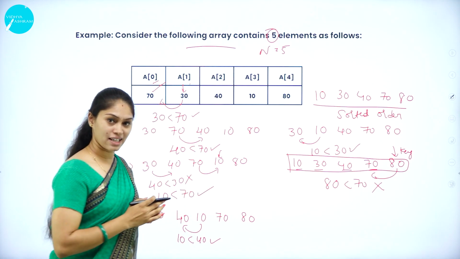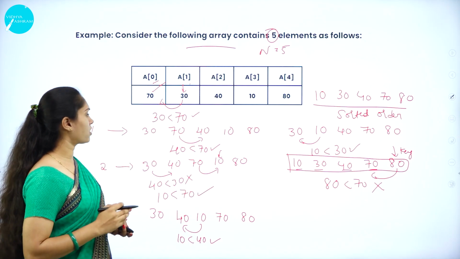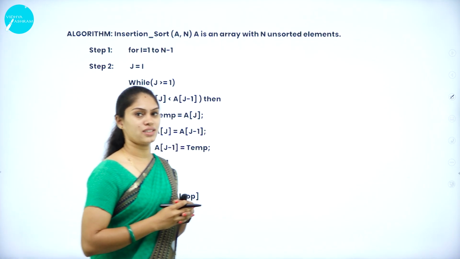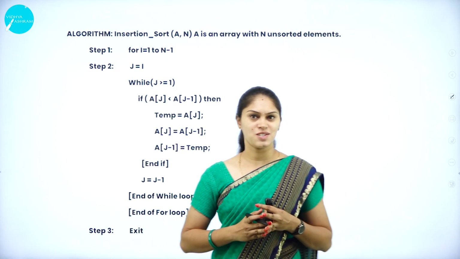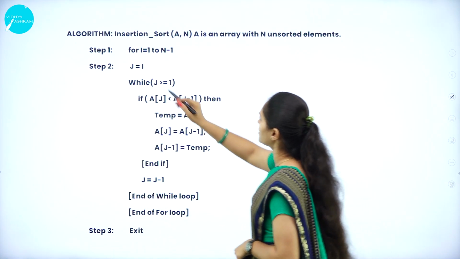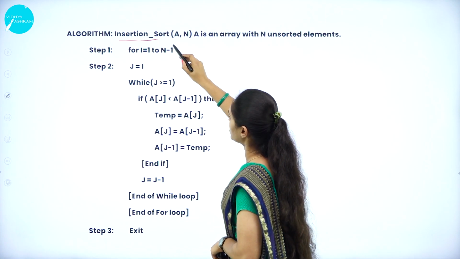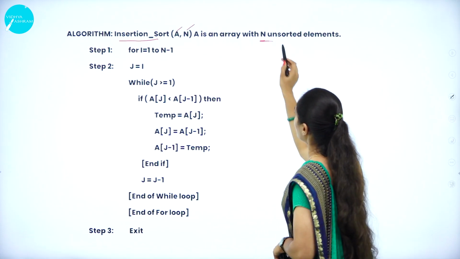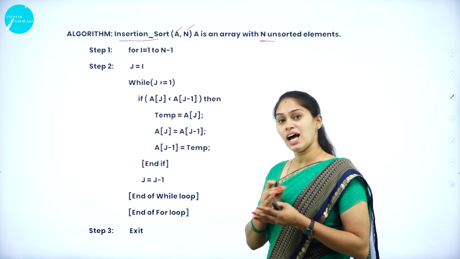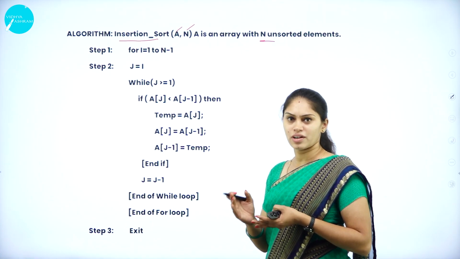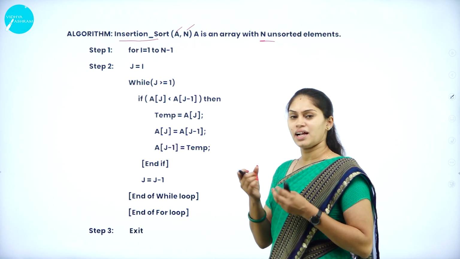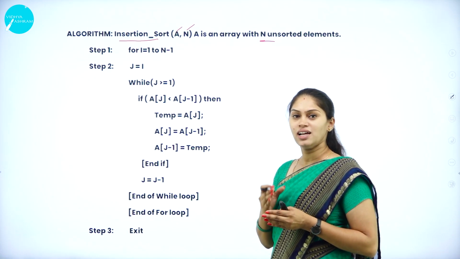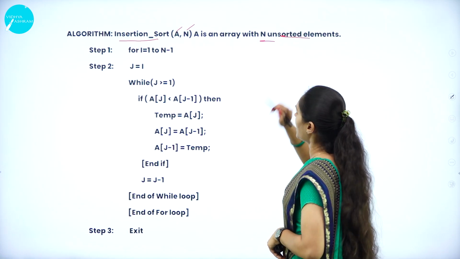So this is how the insertion sort is going to work. Now we'll see it with an algorithm. When it comes to insertion sort, what all do we require? Insertion sort is my algorithm name, A is the array name, and N is the number of elements in the unsorted array. It is not sorted. We are only comparing and making it sorted.